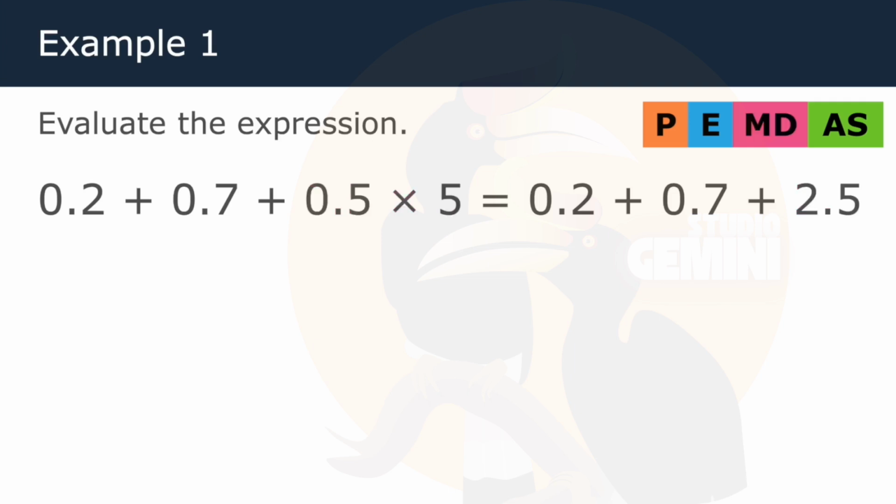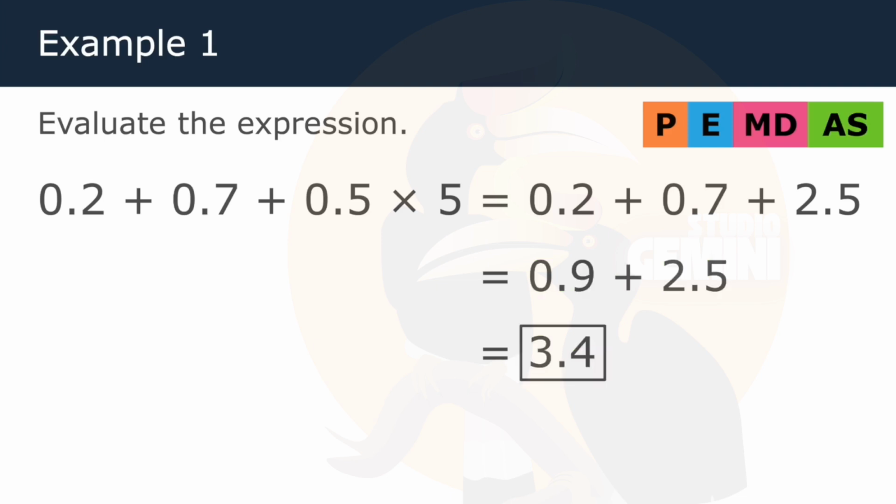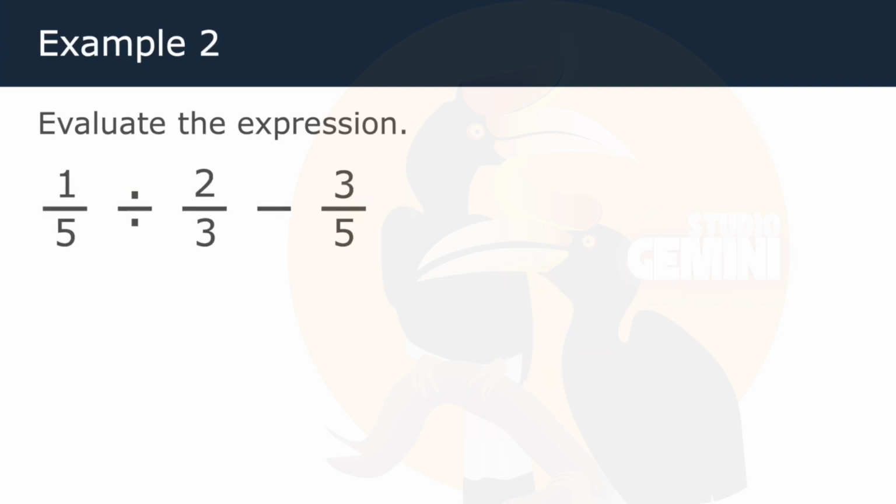Great! We finished multiplication and the only operation we have left is addition, so we'll start adding from left to right. 0.2 plus 0.7 is 0.9, and 0.9 plus 2.5 is 3.4. So, our final answer is 3.4. Great job! Let's try an example with fractions.